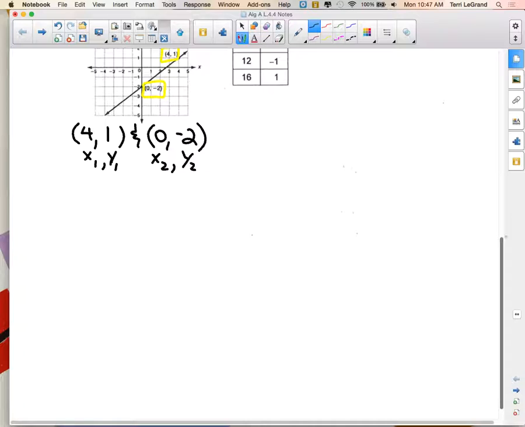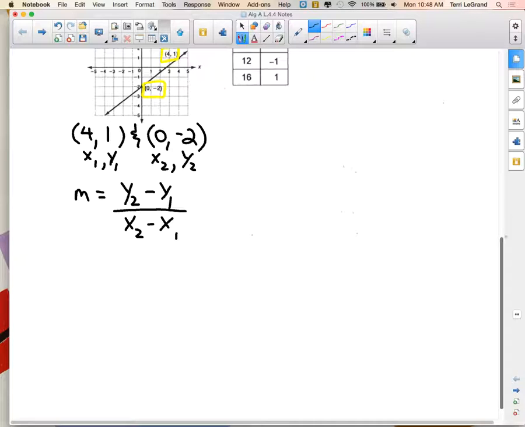Because I want this formula to just be so ingrained in your memory forever, I want you to write down the formula. M equals, what's the formula? How does it start after M equals? Y sub 2, take away what? Y sub 1. What starts the downstairs? X sub 2, take away the x sub 1. Okay? We're going to write it down.